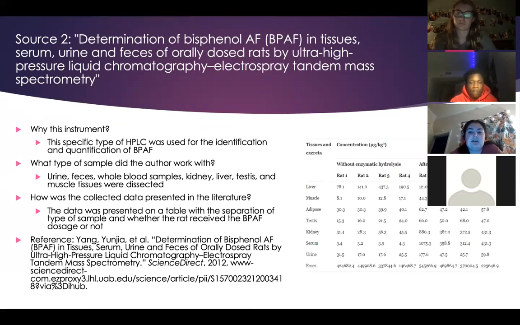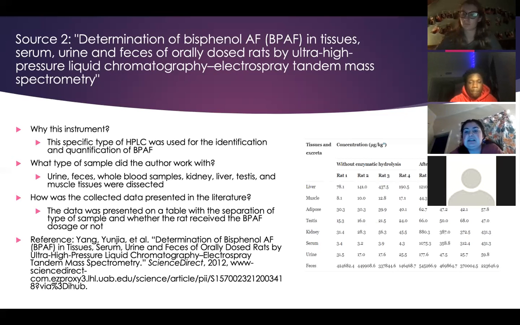So why this instrument? This specific type of HPLC was used for the identification and quantification of BPAF. The HPLC would help to separate the BPAF in the tissues or excretion from the rats that was collected for easy identification. What type of sample did the author work with?